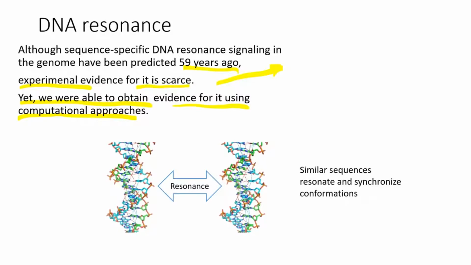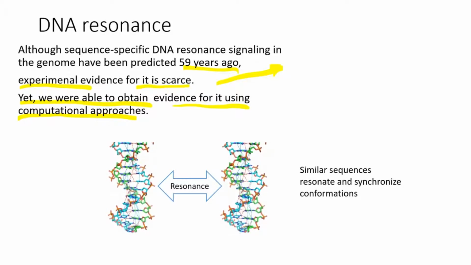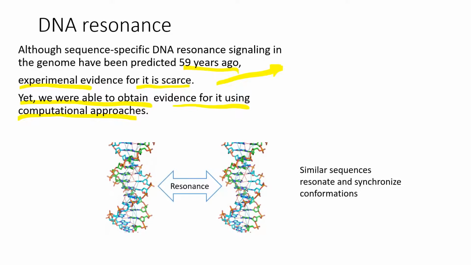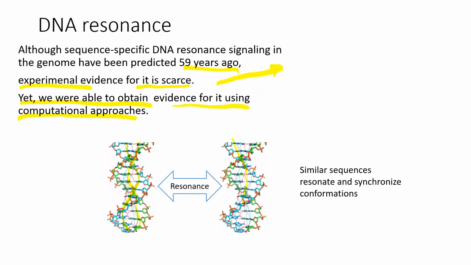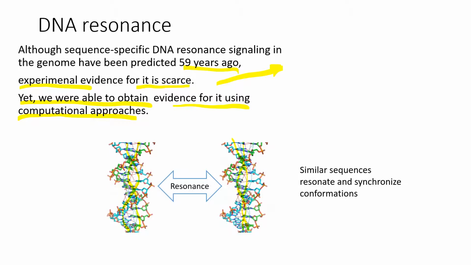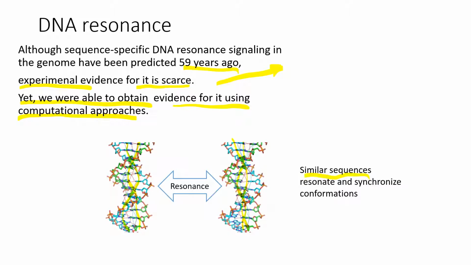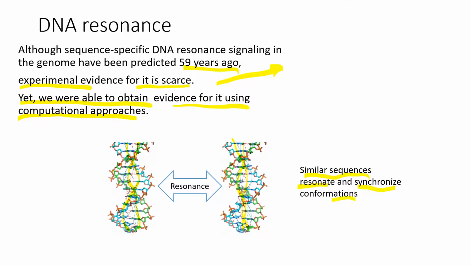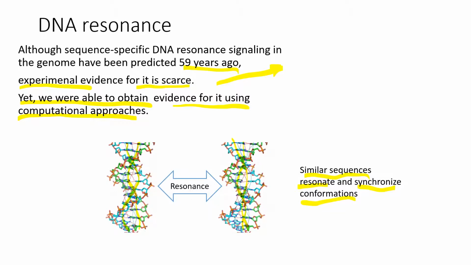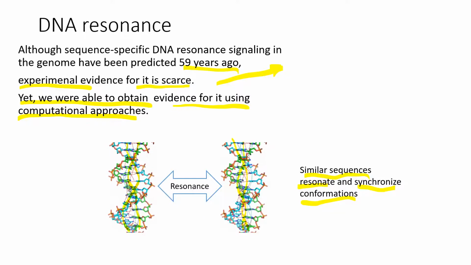The main idea of DNA resonance is that similar electron wire structures and proton wire structures in the DNA, since they depend on sequences, if they are similar, the similar sequences would resonate and synchronize their conformations. So when they are connected through waves, they resonate and synchronize their conformations.